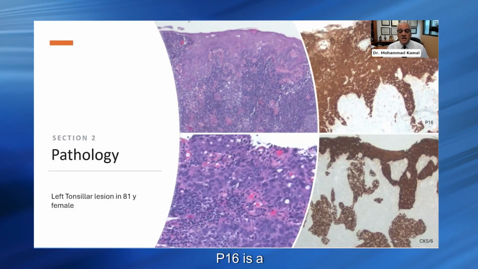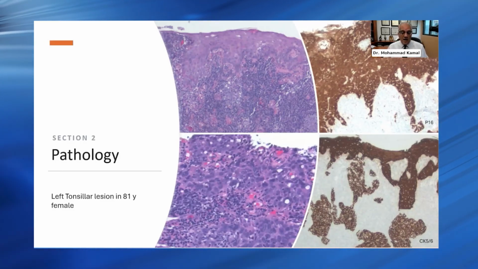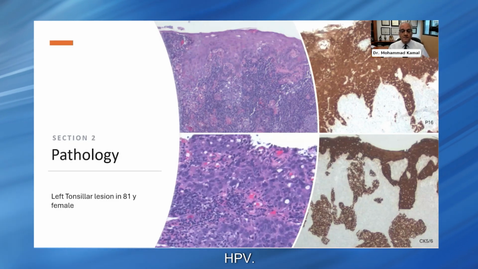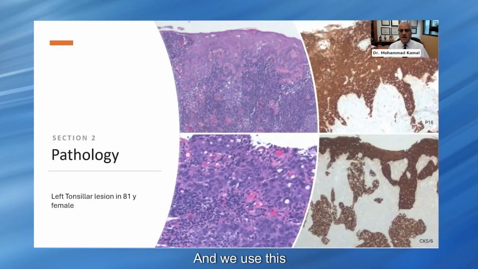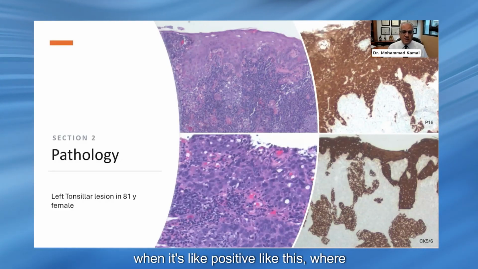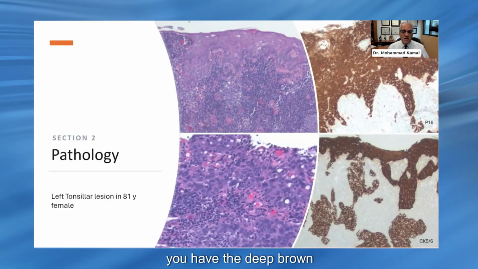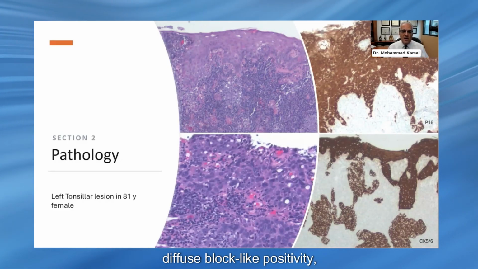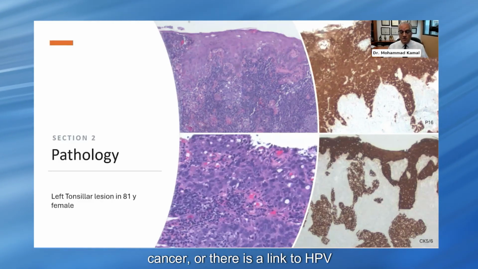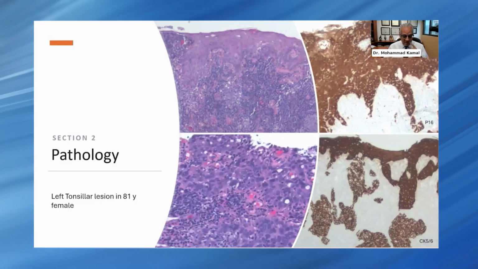Then P16 is a marker. It's a surrogate marker for oncogenic HPV. And we use this in squamous cell carcinomas. And when it's positive like this, where you have the deep brown, diffuse block-like positivity, then we know that this is HPV-related cancer, or there is a link to HPV with this cancer.